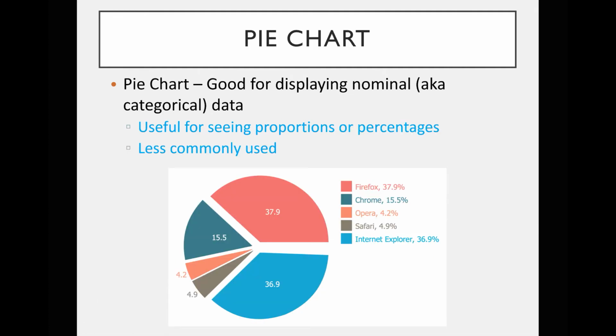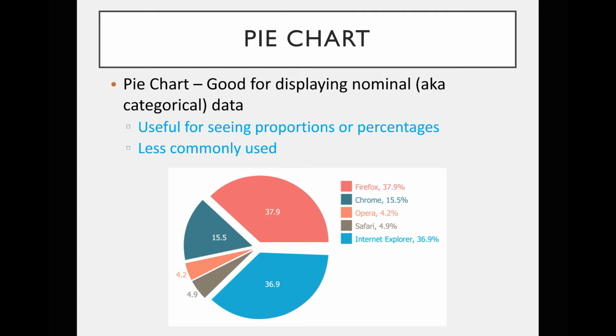Now this is a chart or a visualization that most people are very familiar with, a pie chart. It's good for displaying nominal or categorical data. So if you are just describing what proportions of different categories you have, then sure, a pie chart will work well for that.